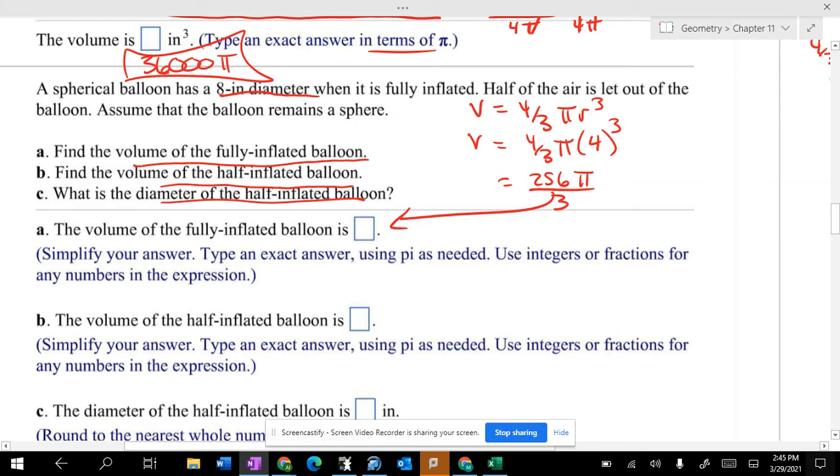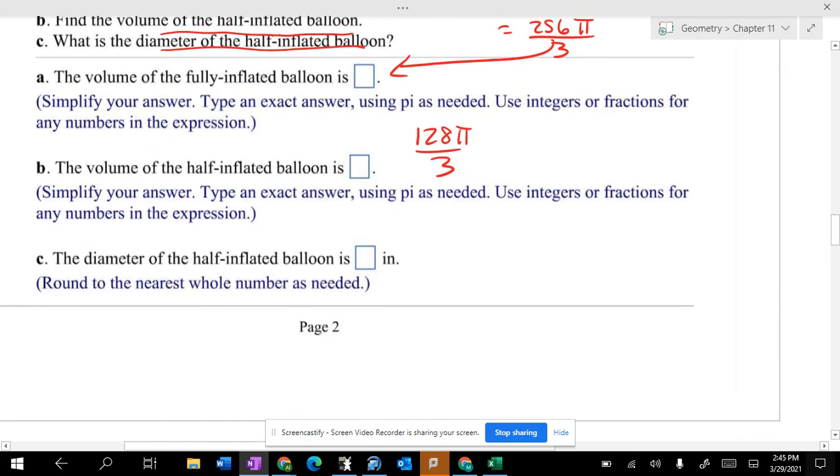Now, if we let half the air out, what happens to this number? It's divided by 2. What's 256 divided by 2? Well, it's 128 pi over 3. Half as much. Now, what's the diameter?